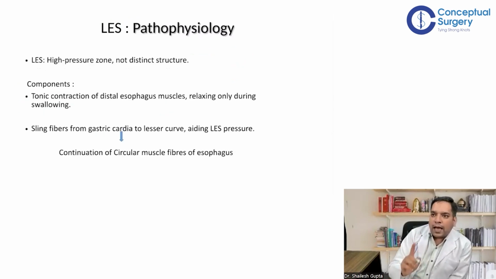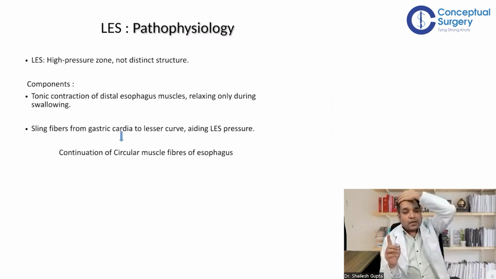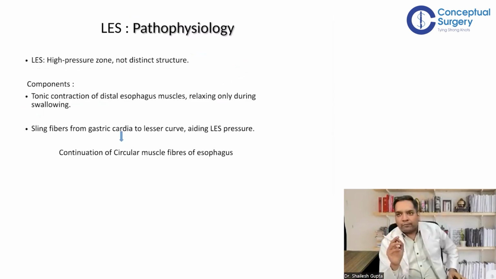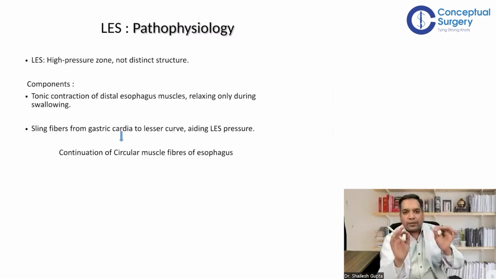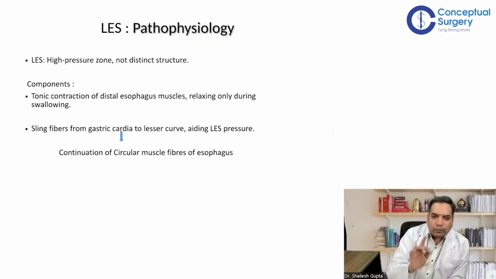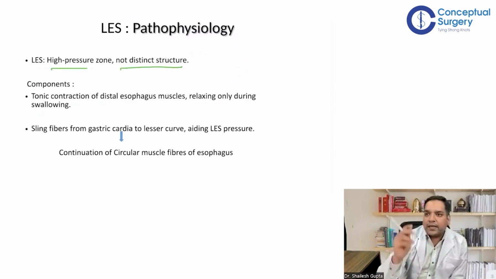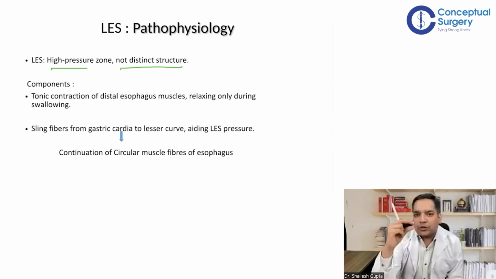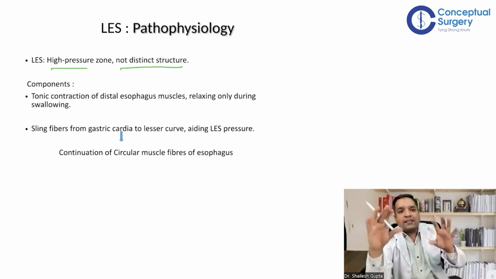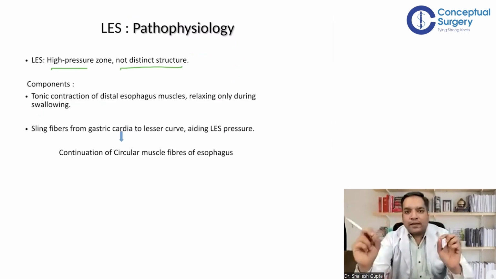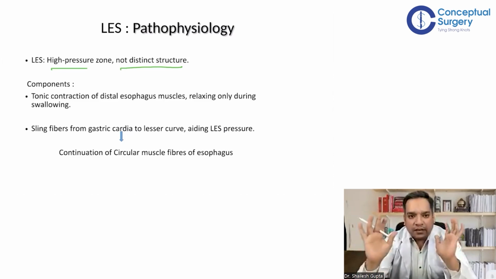Now I am going to discuss in detail the lower esophageal sphincter. Basically, the lower esophageal sphincter is a high pressure zone. It is not a distinct structure. The high pressure zone in the distal esophagus is the lower esophageal sphincter. It is not a distinct structure, right?